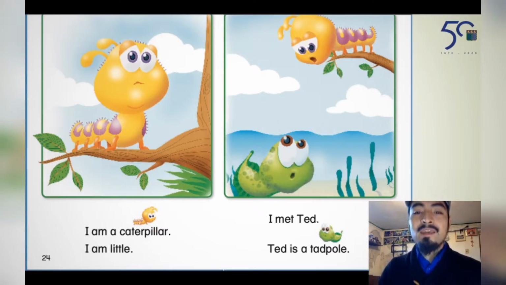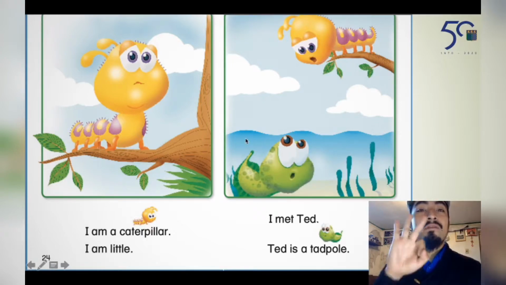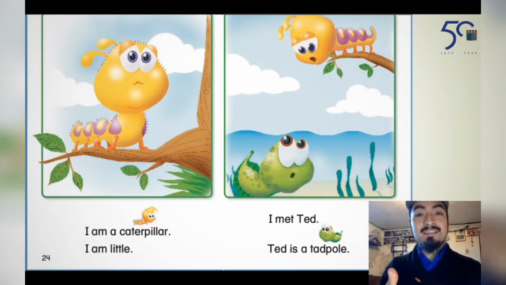Okay, here you have to pay attention to the three things I said before. First, the size, the colors, and the parts of the body. Let's focus on the colors. What color is the caterpillar? Can you identify it? Yes, it is yellow. Also, I can see purple and orange.